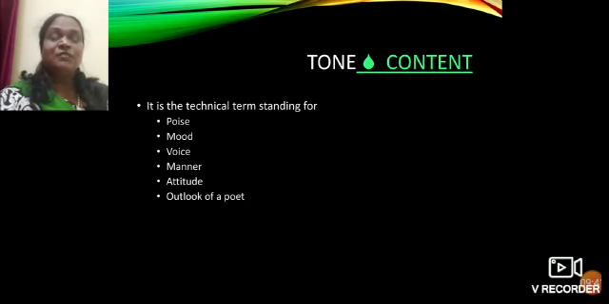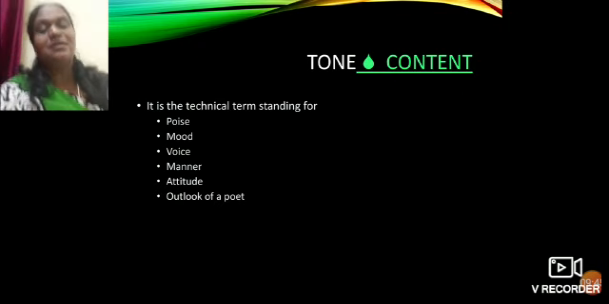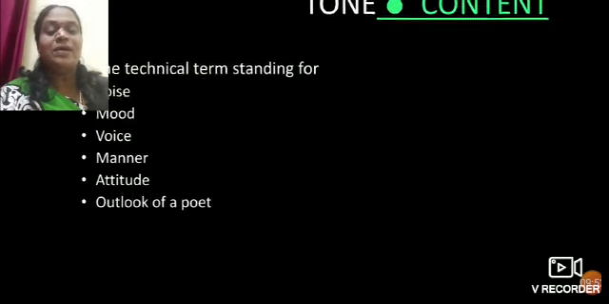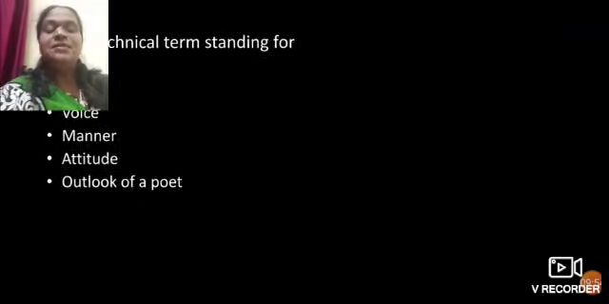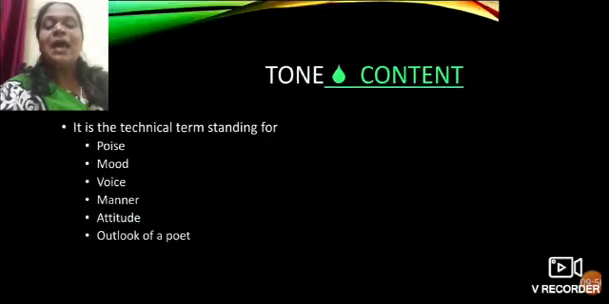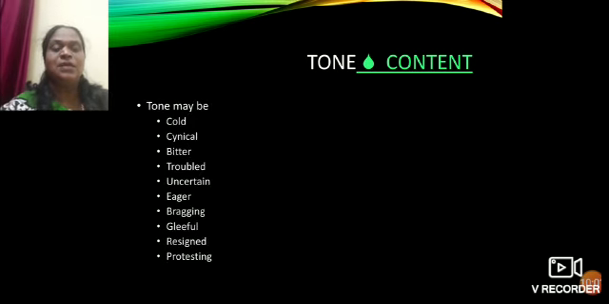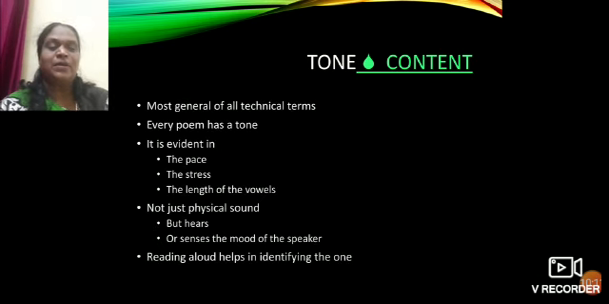Okay, so after that you need to focus on the tone of the poem. When you're reading, you get to notice that there is a tone in the poem. And what is tone? Tone is the technical term that stands for poise, mood, voice, manner, attitude and outlook of a poet. Tone may also be cold, cynical, bitter, troubled, uncertain, eager, bragging, gleeful, resigned, and protecting.